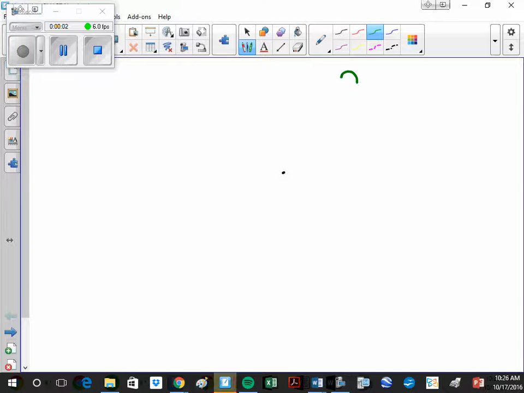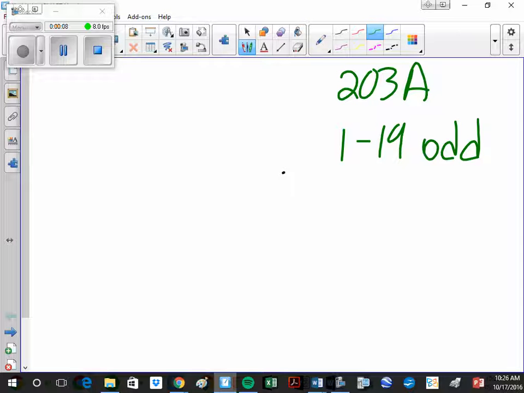Today's assignment is 203A, 1 through 19 odd. Now it appears as though there are only 10 questions, but each question has multiple parts, none of which is difficult. There's really only one thing we need to, well, a couple things we need to review, but you probably forgot how to compose functions, but it's easy.